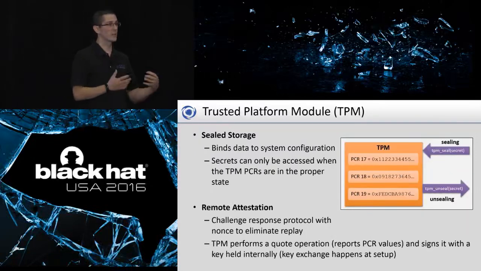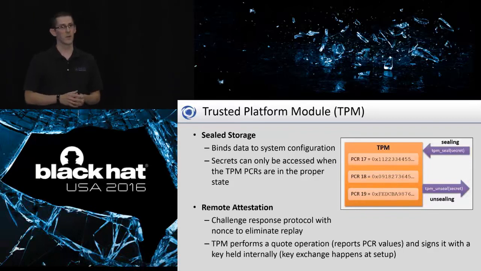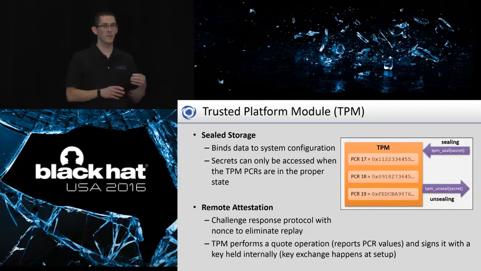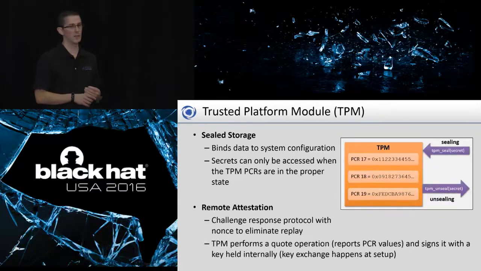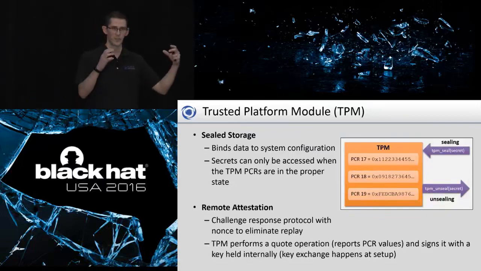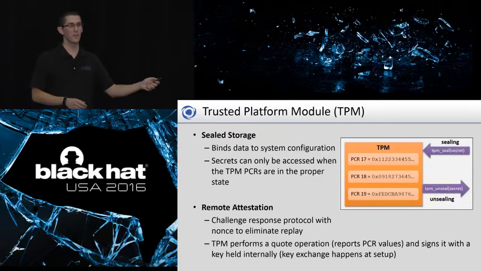All right, so now the PCRs store those measurements. There's another set of important features the TPM provides called sealed storage and remote attestation. What sealed storage does is it allows you to bind data, or seal data, in the TPM and seal it against specific values in the PCRs. So let's say we're going to seal data against PCR 17, 18, and 19. When we seal it, it looks at the values of those registers, and it will only allow us to unseal that data when those PCRs are in the same state they were in when we sealed it.